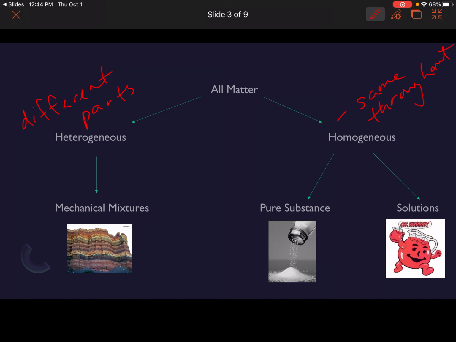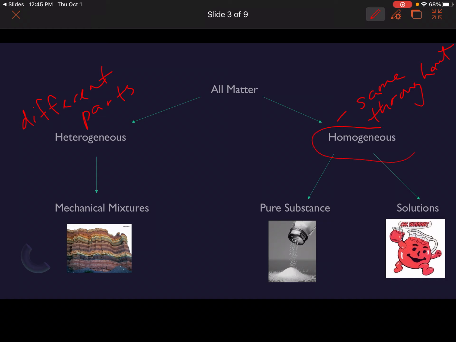Now, within the heterogeneous side here, we've got something called mechanical mixtures, and this is just sediment rock, the different layers of rock that you can see, and you probably would have learned about that in your grade 7 science classes too. So mechanical mixtures, but we're not going to worry about that too much.